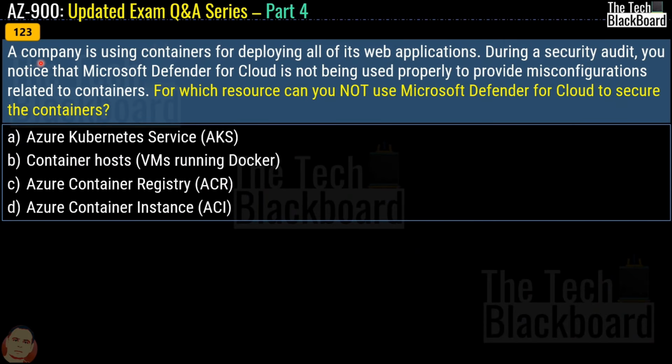The question says a company is using containers for deploying all of its web applications. During a security audit, you notice that Microsoft Defender for Cloud is not being used properly to provide misconfigurations related to containers. For which resource can you not use Microsoft Defender for Cloud to secure the containers? Your options are Azure Kubernetes Service, Container Host, Azure Container Registry, or Azure Container Instance. The correct answer for this question is option D, Azure Container Instance.